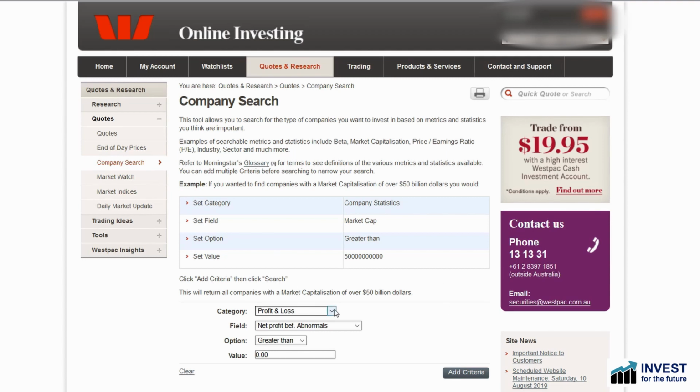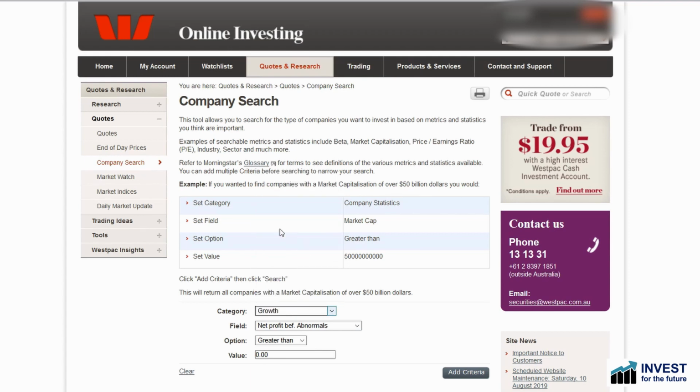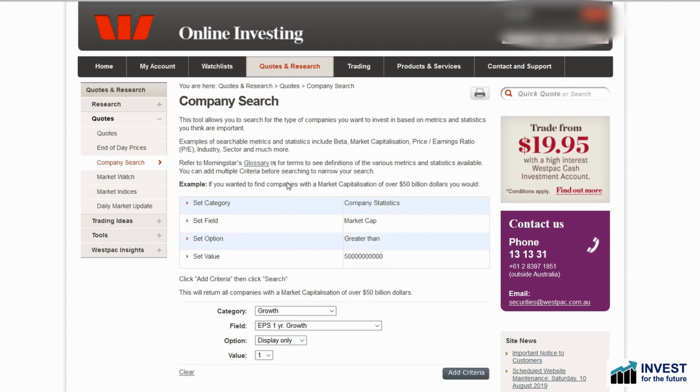Next, one of the key filters that we're using, of course, is the earnings per share growth is going to be greater than 20%. We need to go to growth, hit the growth tab, find earnings per share growth for 1 year. We need that to be greater than decimal 2, which is the decimal equivalent of 20%.